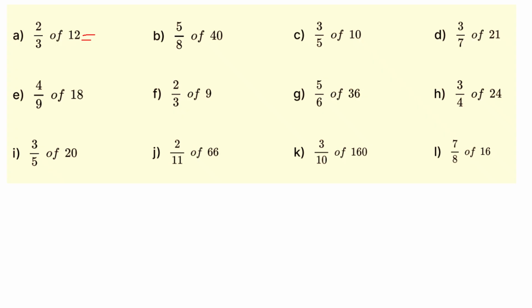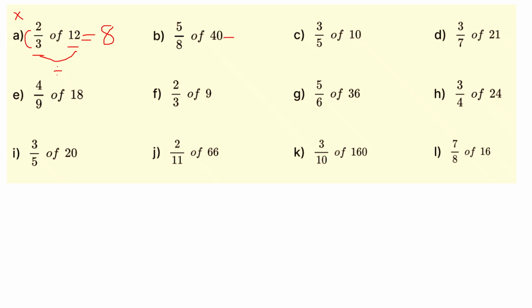So part A, we're asked to work out 2/3 of 12. To work out a fraction of an amount, guys, a fraction of a quantity, we divide by the bottom and then times by the top. So we do 12 divided by 3 is 4, and 4 times 2 is 8. So we divide by the bottom and then times by the top.